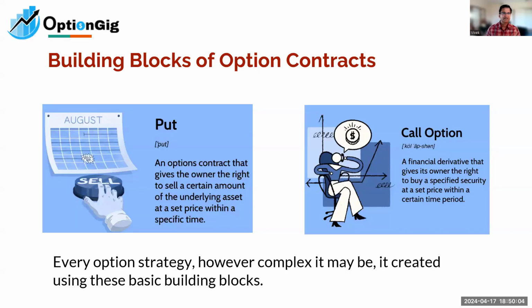However complex, you can call these the atoms of option strategy. Doesn't matter what option strategy you're going to use. At the core level, those can be broken down into puts or calls. Just like any matter that exists in the universe can be broken down into atoms, these are the two atoms of any option strategy.